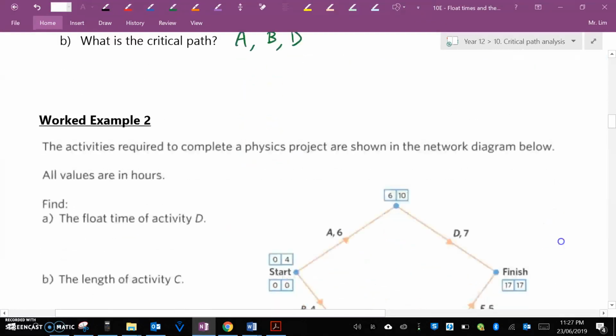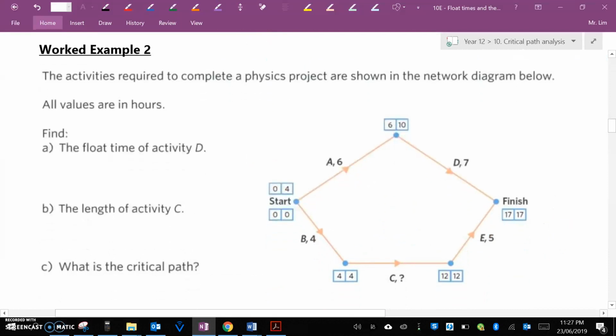Okay, worked example 2. The activities required to complete a physics project are shown in the network diagram below. All values are in hours. Find the float time of activity D. So here's the EST and LST for activity D. It's always at the beginning of the activity. So the float time is just 10 minus 6, which is 4 hours.